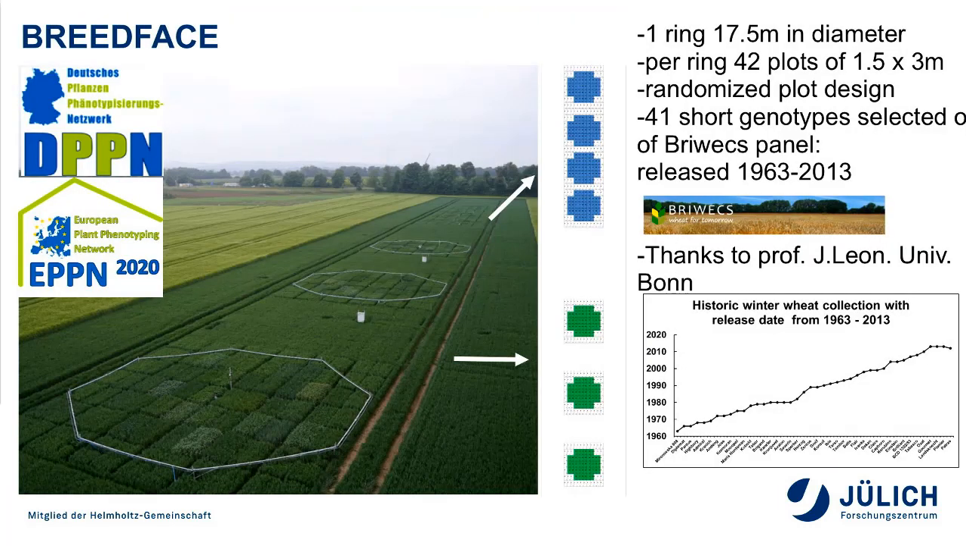Here's how it looks from above. We have 3 FACE rings of about 20 meters in diameter. In each ring we have 42 plots, kept just large enough that the breeders were happy to have a reliable yield, at 1.5 by 3 meters.